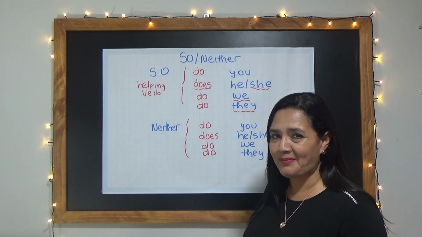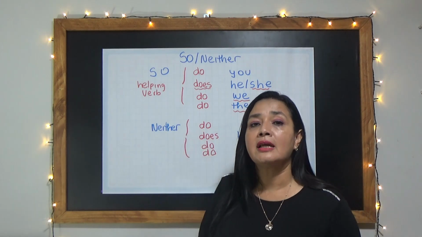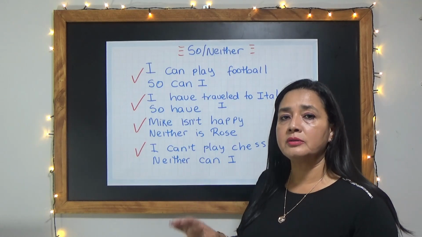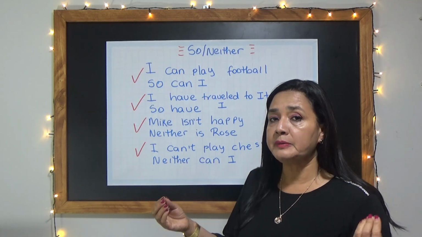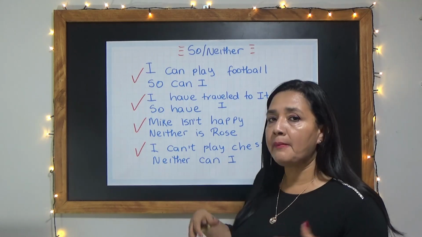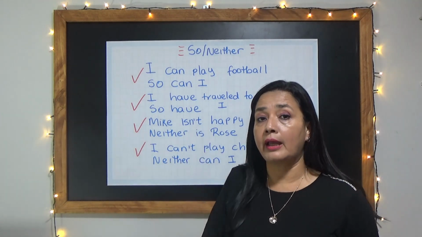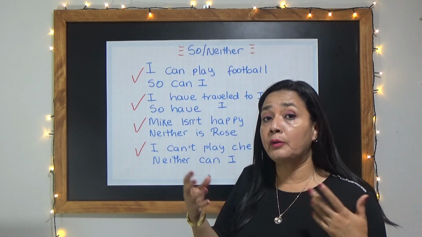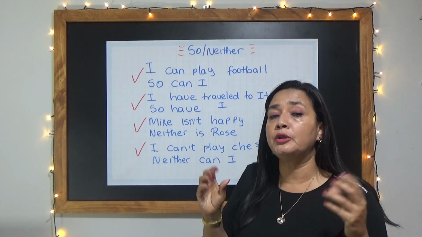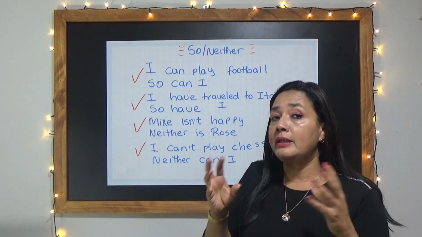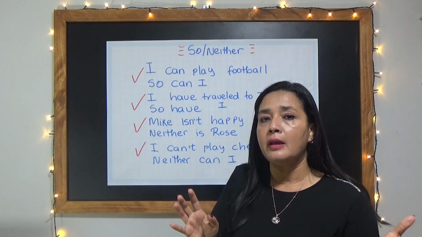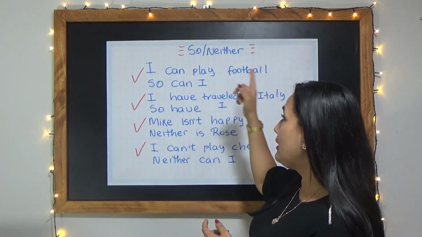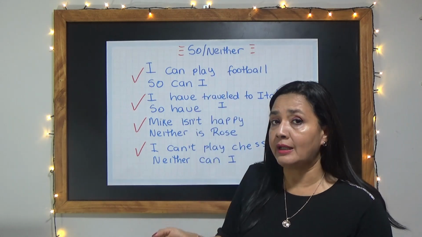Let's look at some other examples and ways that you can use so and neither in conversations. We talked about how, for the majority of verbs, we hear somebody say, I like, I don't like, I hate, I love, I play sports. If you agree, you usually use the word do. So do I, neither do I, okay? But there are times when we don't use the verb do. We use a different helping verb or auxiliary.